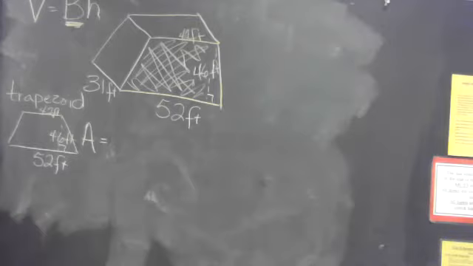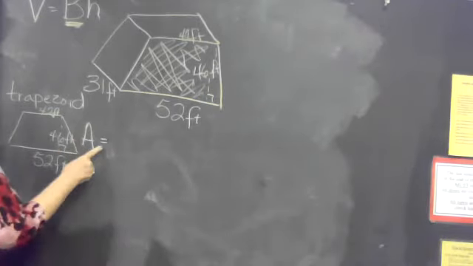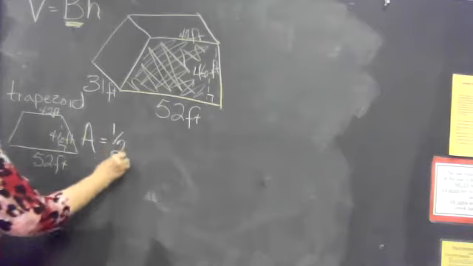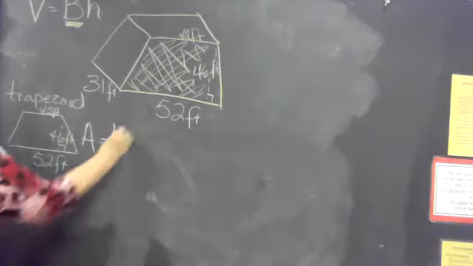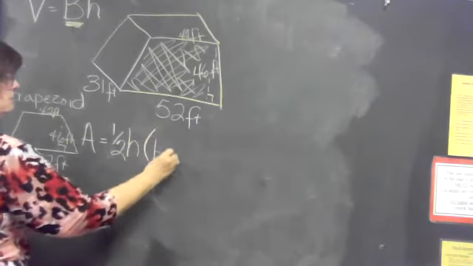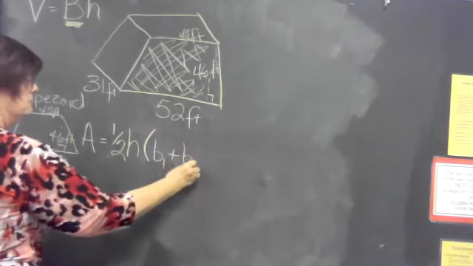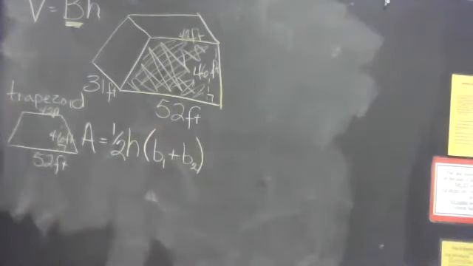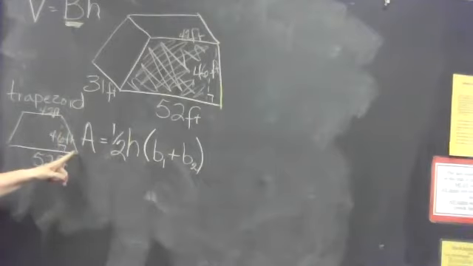It's A equals one half h, parentheses, lowercase b plus lowercase b again, b1 and b2. What it's telling you to do is that we have to add the two bases together. Now, the way you're going to know which ones are the bases, they're the ones that are parallel to each other. So these can't be bases to this trapezoid because they're not parallel to each other.